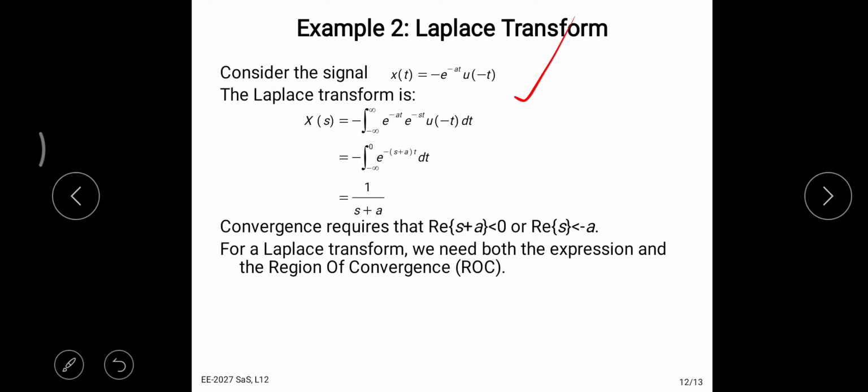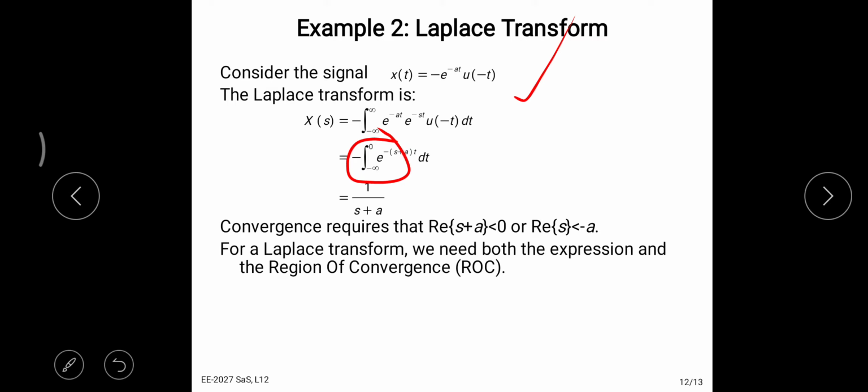Now you can combine the exponential terms together, and u of minus t means the limits are minus infinity to 0, which I have updated here. You can check your integral. Then you can do the ordinary integral, the integral of e power at, which is e power at divided by a.